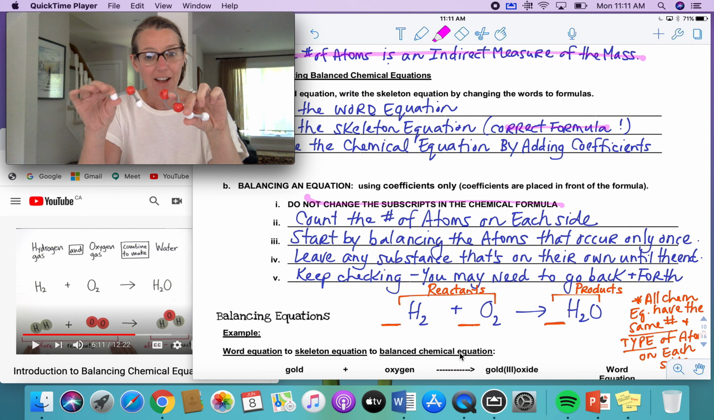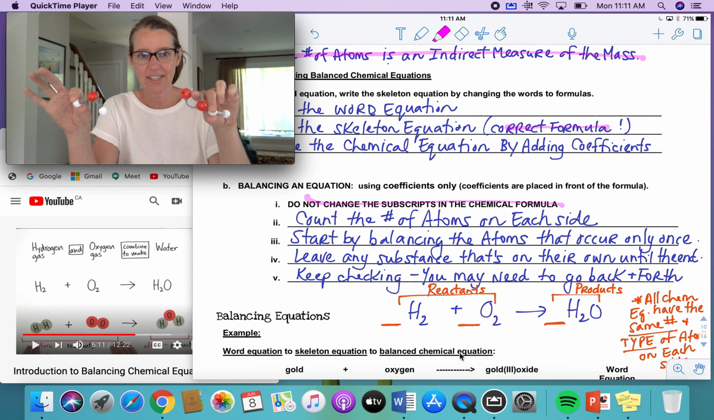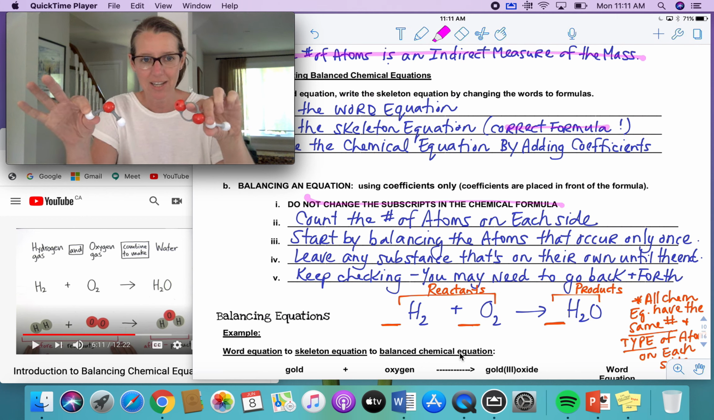Now, I've written out my balanced chemical equation. I've written out my skeleton equation right now. And then you can see that I have these on the reactant side and this on the product side. All of a sudden, I see the right number of hydrogen, but I don't have the right number of oxygen. I've got 1 over here and 2 over here. So how do I do that? Well, that's where I'm going to start my balancing.